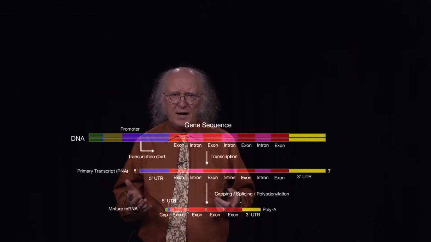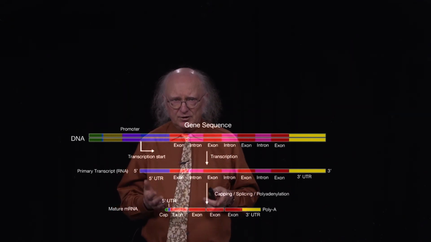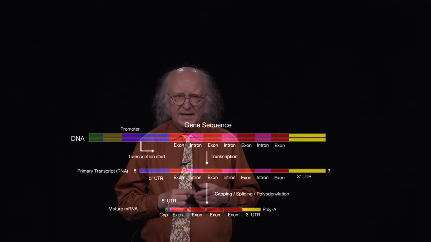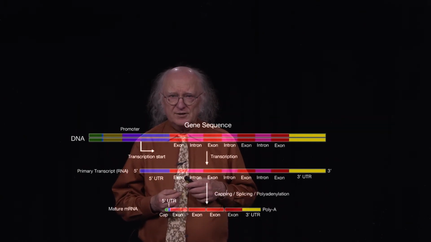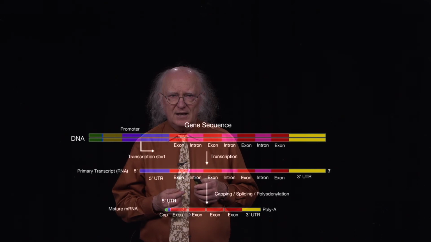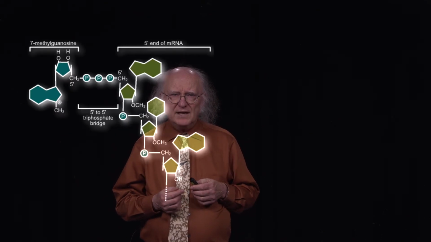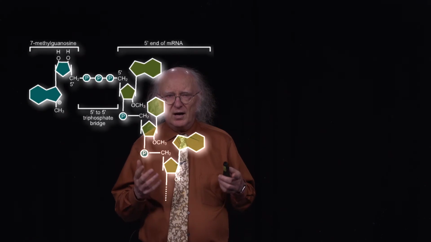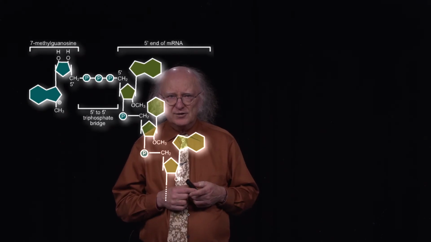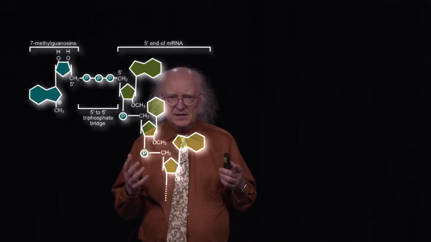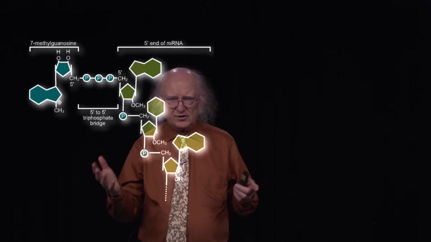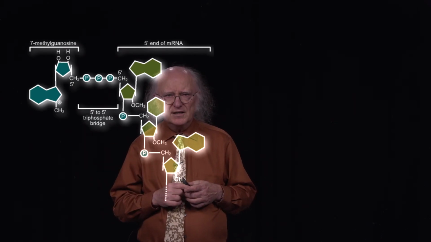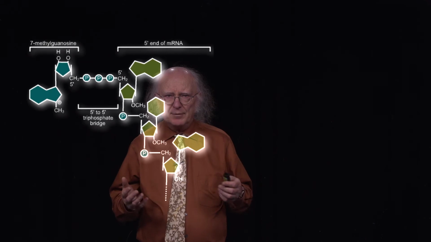There are other processing things that happen to eukaryotic messenger RNAs that don't happen to prokaryotic messenger RNAs that I want to say a little bit about. One of these is what you can see on the screen, and it occurs at the 5' end of a eukaryotic messenger RNA. This structure at the 5' end, it's not really a sequence, is known as a cap.